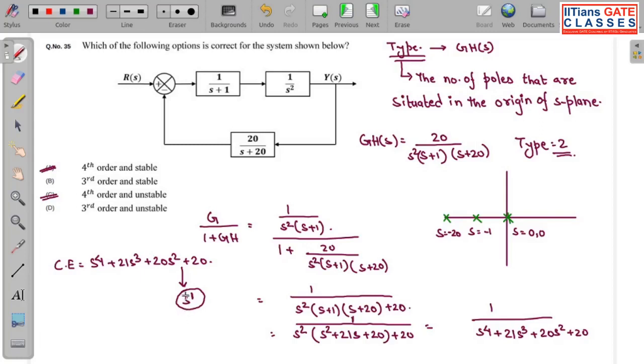Why? Because there is a missing coefficient of s to the power 1, and due to that the system will result in instability. So this system is always unstable, and option C will be the correct answer. If you don't agree with me, I suggest you draw the RH table and you will see that you have a negative value in the first column of the RH table.